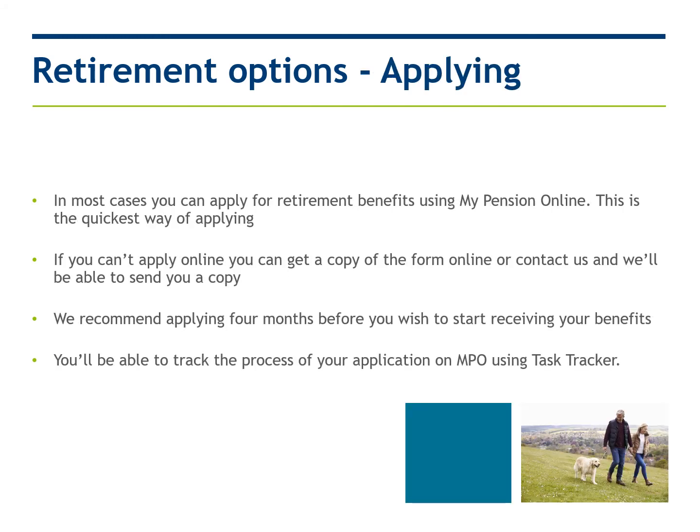When you wish to take your pension, we advise that you start the application process 3 to 4 months before you want your pension putting into payment, in order for us to have plenty of time to process your award. You can apply via My Pension Online, or if necessary, you can contact us for a paper form to be sent out. You can monitor the progress of your application via My Pension Online.